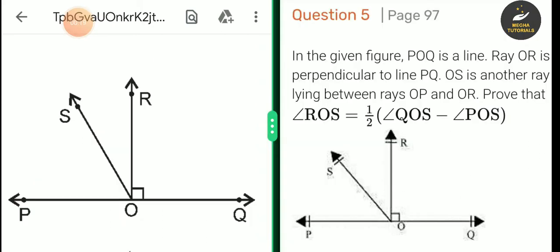Question 5. In the given figure, POQ is a line, ray OR is perpendicular to line PQ. OS is another ray lying between rays OP and OR. Then prove that angle ROS is half of (angle QOS minus angle POS). So let's go to the solution.